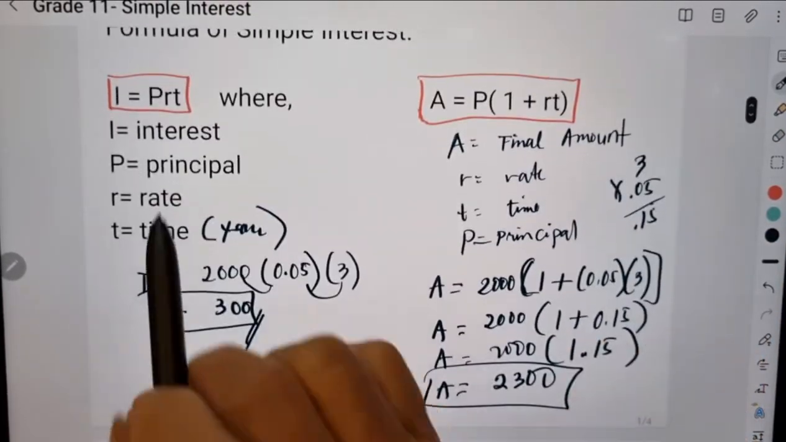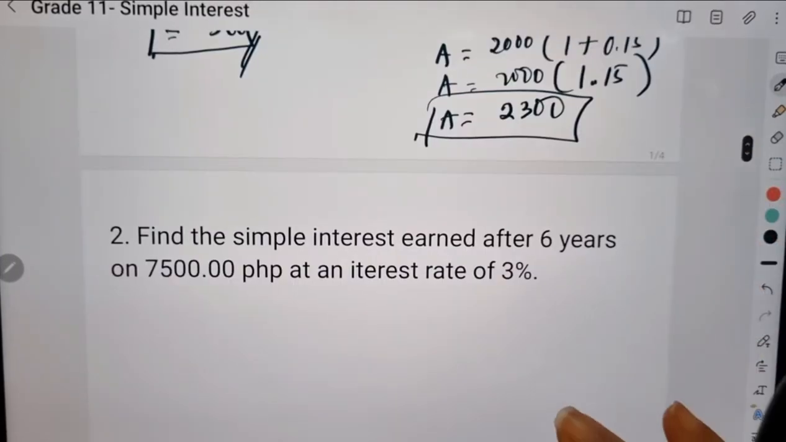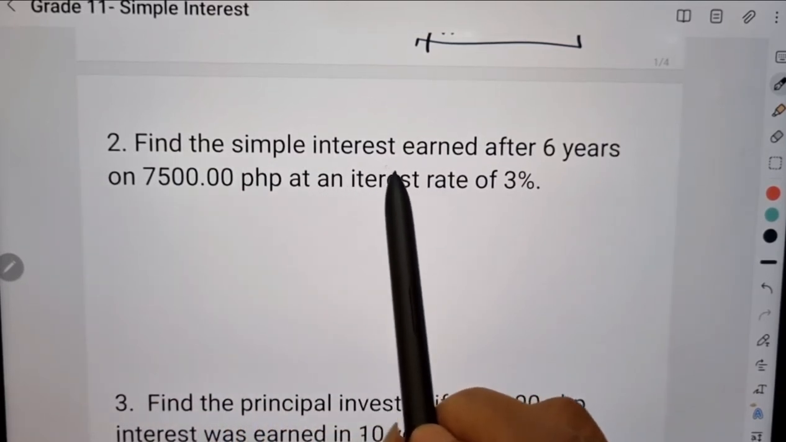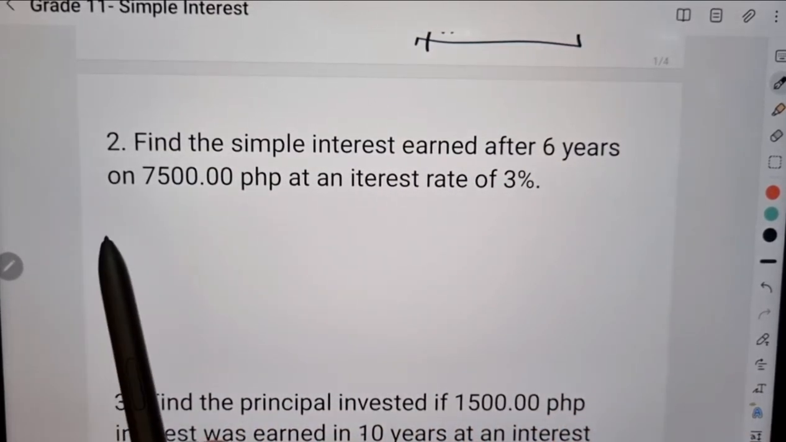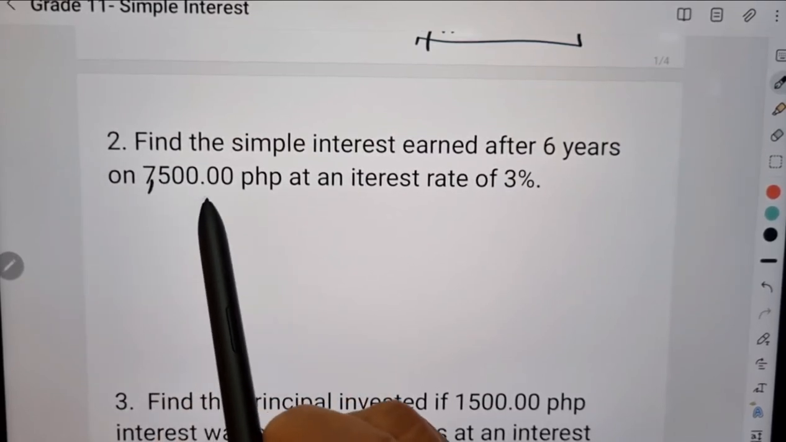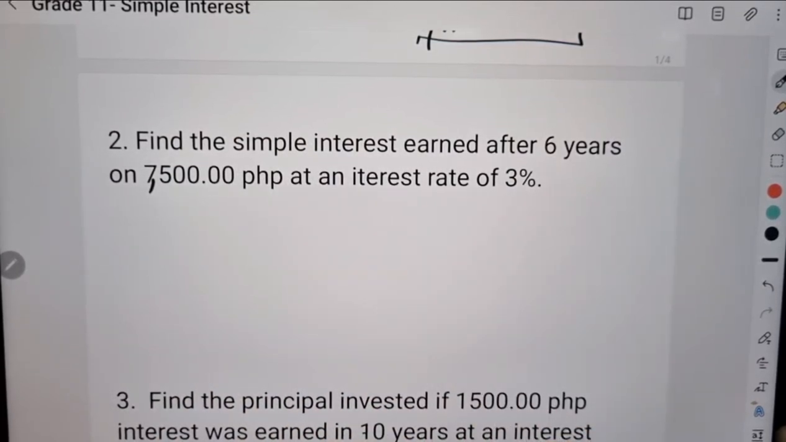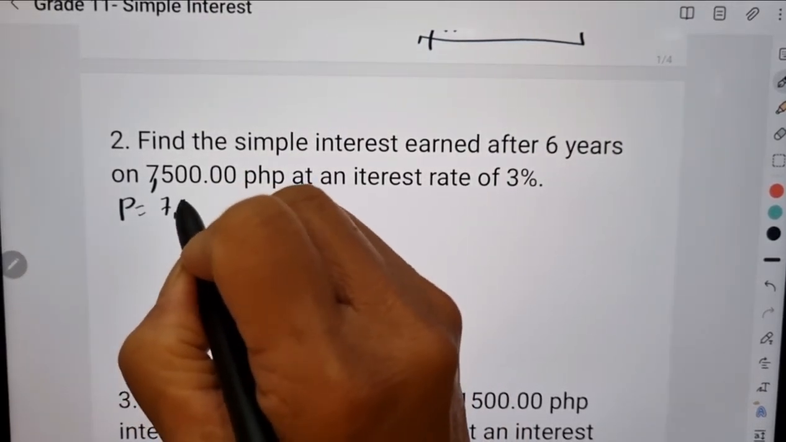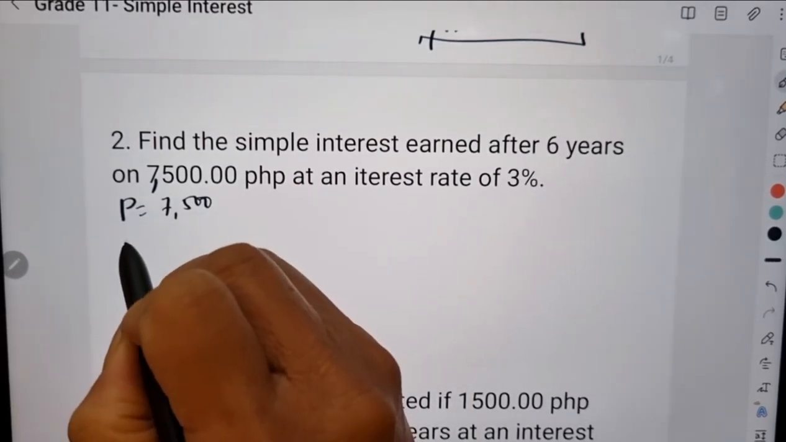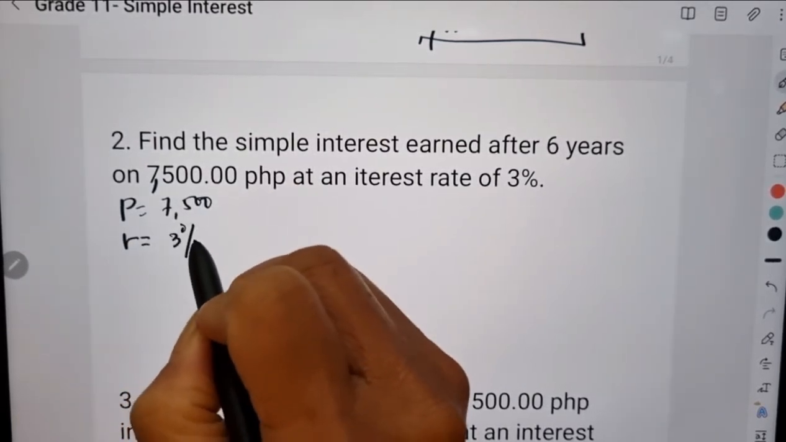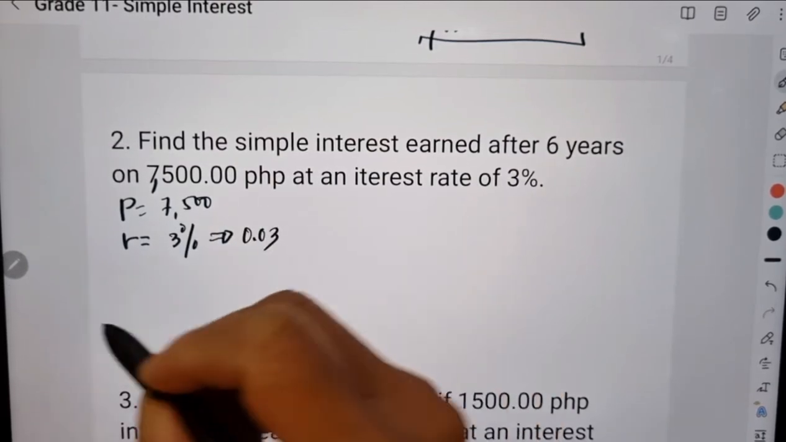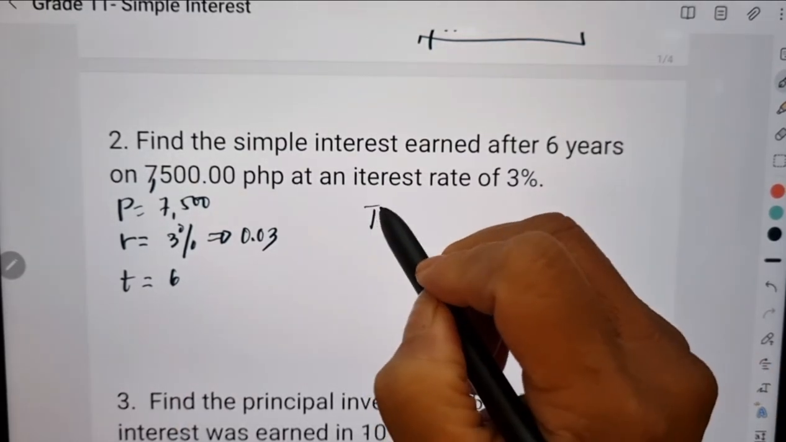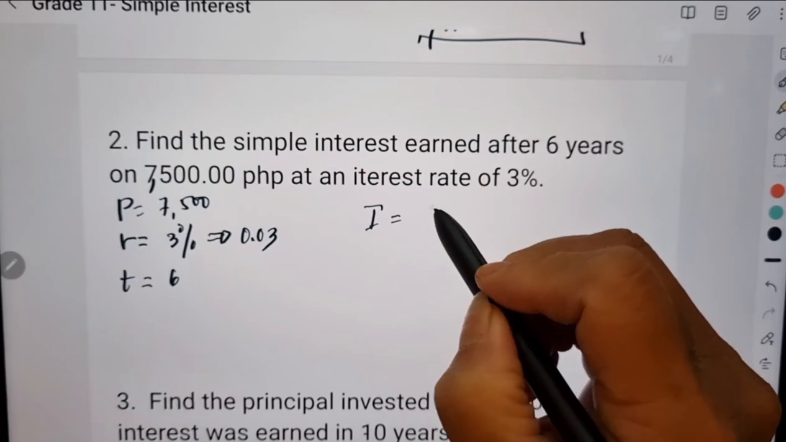Okay? So, yan ang dalawang formula na dapat nyong tandaan. So, let's have an example here. Okay. Find the simple interest earned after 6 years on 7,500 pesos at an interest rate of 3%. So first, alamin natin, ano yung principal natin? 7,500. Ano yung rate natin? 3%, which is equal to 0.03. Ano naman yung time natin? 6 years.